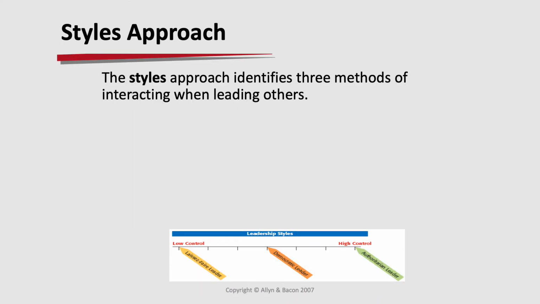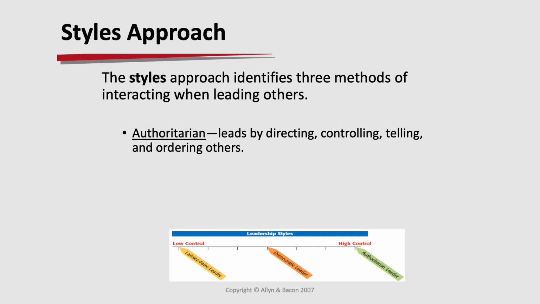The styles approach is identifying 3 different other methods of interaction when you are exerting leadership. One approach is authoritarian, and that's the person that's directing or controlling or telling or giving orders. And it doesn't mean that they're mean, so please don't assume that this is a mean, intimidating person. It does not mean that. It could be, but that's somebody that is providing direction and telling the group what to do and how to proceed. That would be authoritarian.